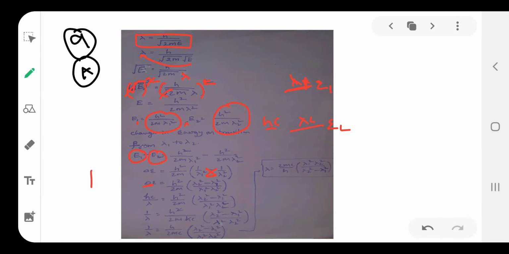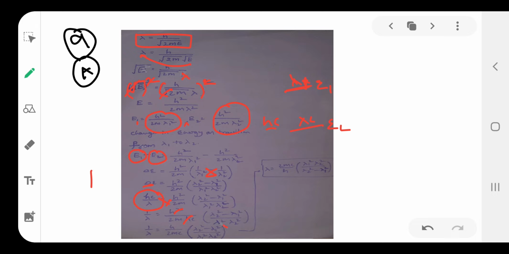So delta is equal to hc by lambda. Then h square by 2m into lambda 2 square minus lambda 1 square divided by lambda 1 square into lambda 2 square. Here hc comes to this one side, then 1 by lambda is equal to h square by 2m hc. Here h square cancels, the remaining is lambda 2 square minus lambda 1 square divided by lambda 1 square into lambda 2 square.